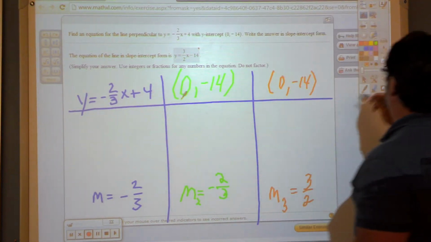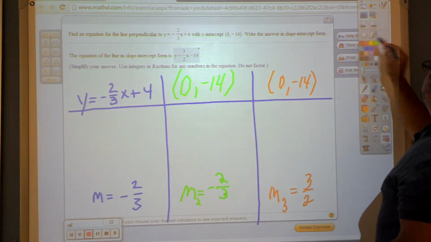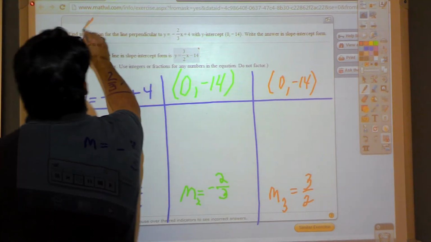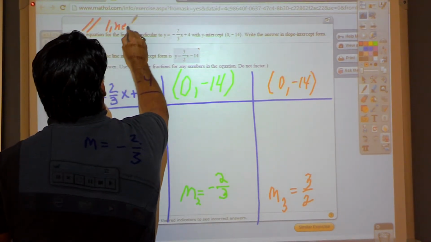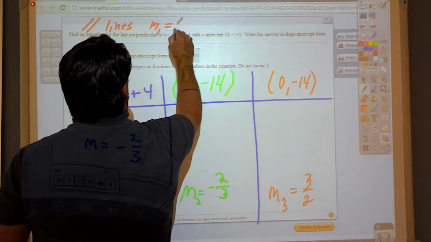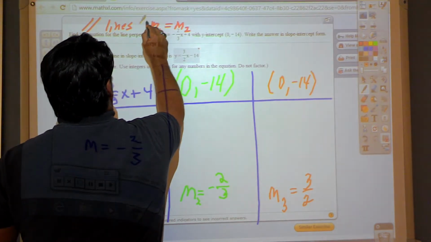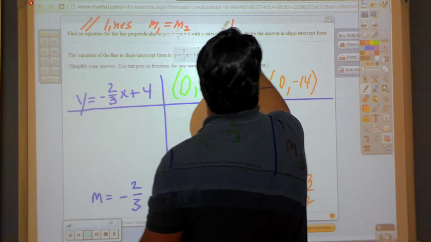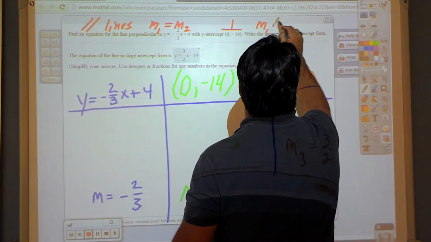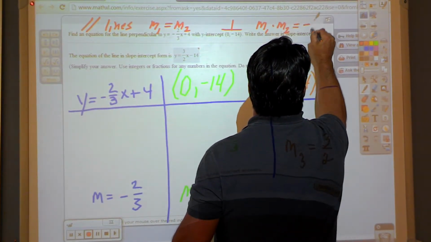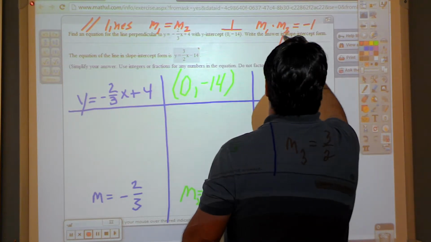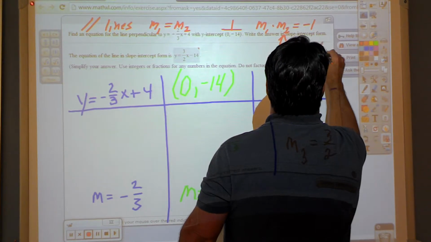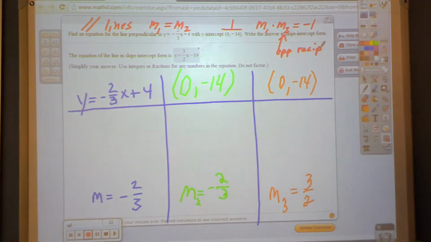Oh, I forgot to write that rule again. Parallel lines: m sub 1 is equal to m sub 2. And perpendicular lines: m sub 1 times m sub 2 is equal to negative 1. Therefore, m sub 2 is your opposite, what? Reciprocal. The opposite sign and the reciprocal.